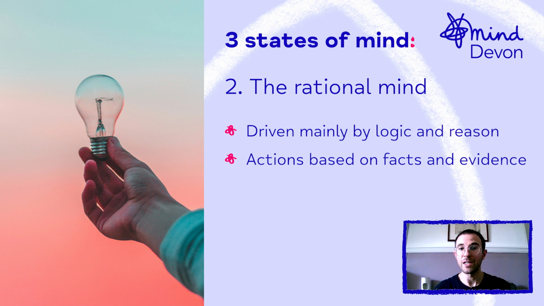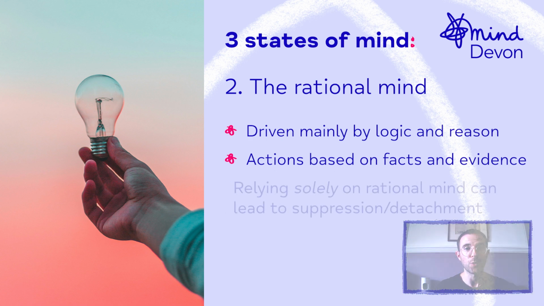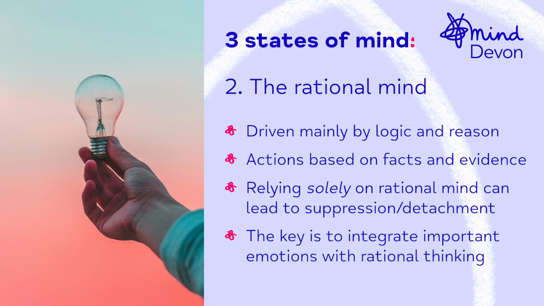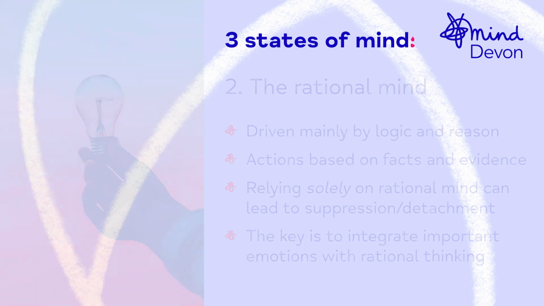While rational thinking is valuable in many situations, relying solely on rational mind can lead to emotional suppression or even detachment. Emotional regulation involves recognizing when emotions are valid and important and integrating them with rational thinking. This can involve acknowledging emotions without letting them override logical decision making.